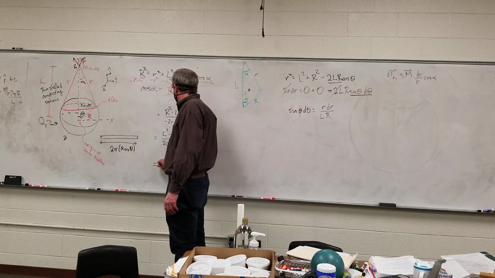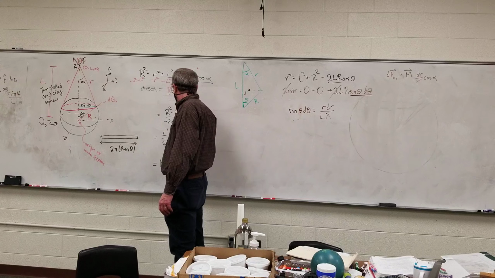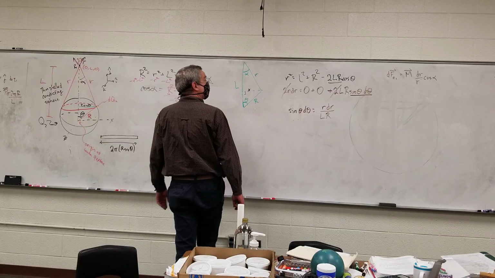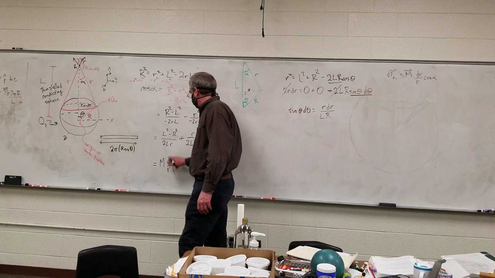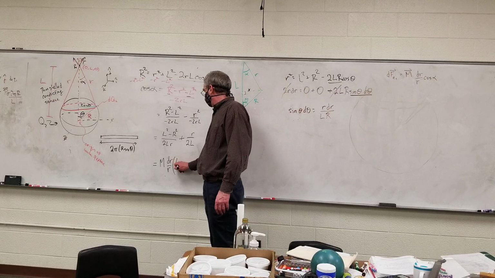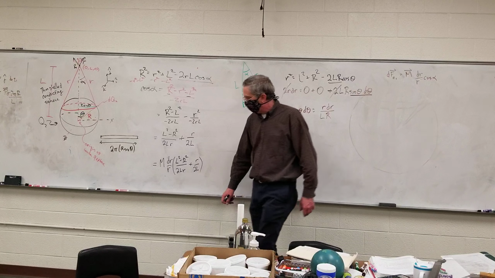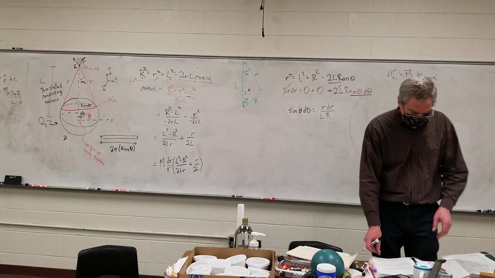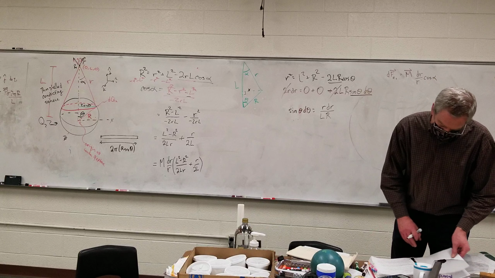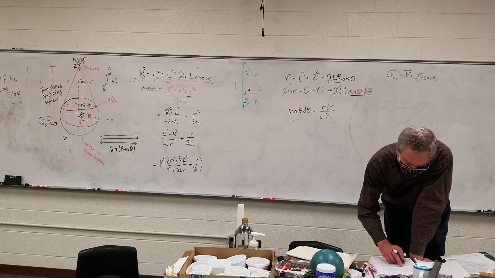So I got my big M dr over r times this, my cosine alpha, L squared minus big R squared over 2LR plus little r over 2L. Hopefully I got that written down so that I can compare, just to make sure I haven't made a careless mistake.